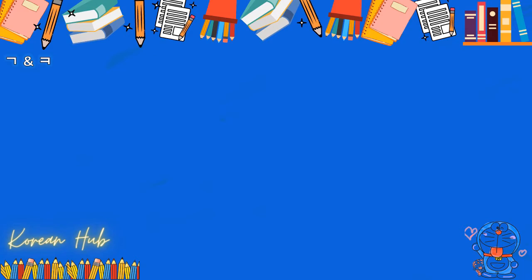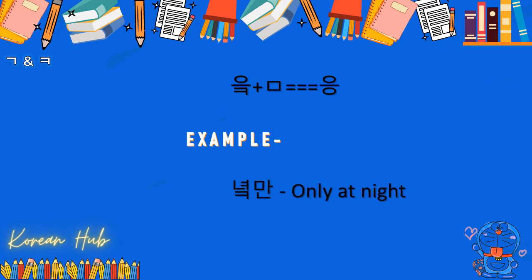When Kiyuk consonant from the last place of the first character combines with Miyum consonant from the first place of the next character, then the combination produces ung sound. For example, 명만.